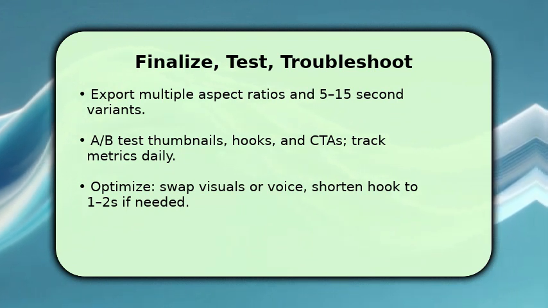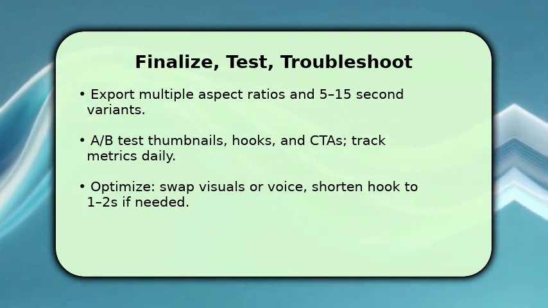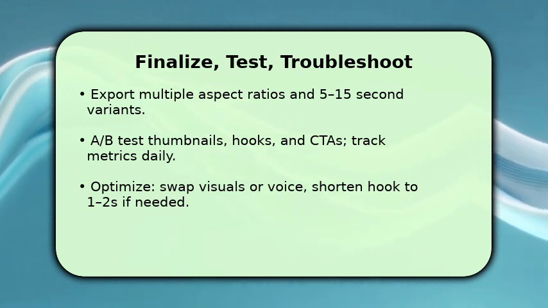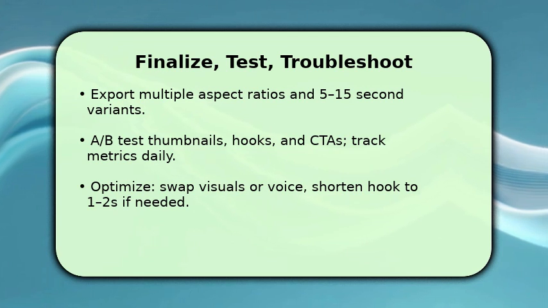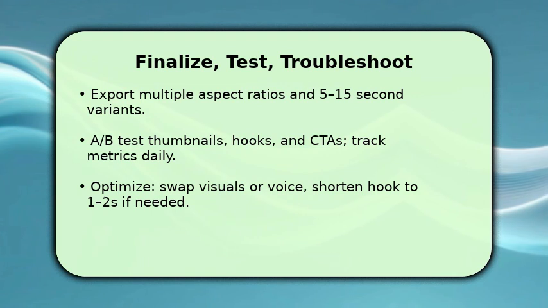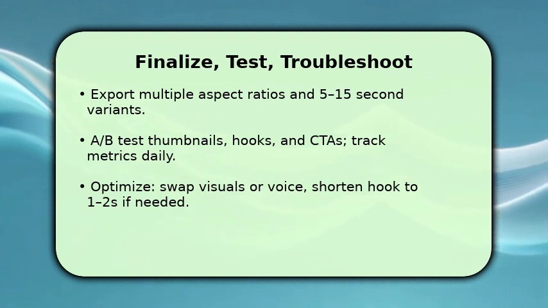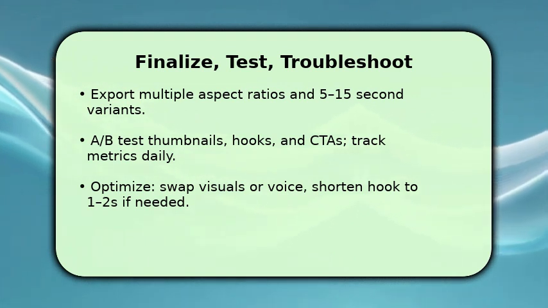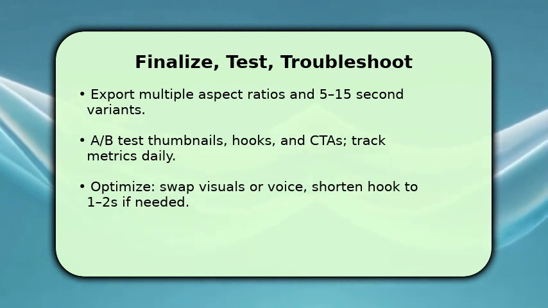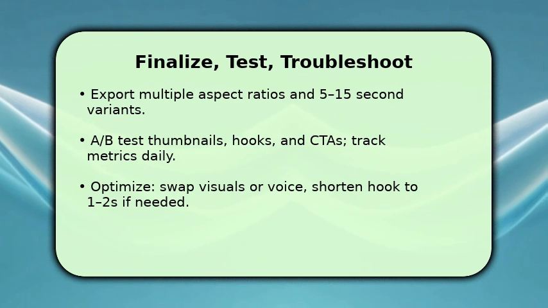Once live, run A/B tests for hooks, CTA, and thumbnails while monitoring CTR and conversion metrics. Iterate quickly. Swap a visual, adjust pacing, or shorten the opening to 1 to 2 seconds if engagement drops. If something goes wrong, like mute autoplay failure, check caption timing and re-encode with correct codecs. That single fix often restores impressions and viewability fast.